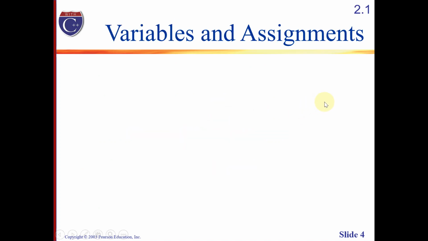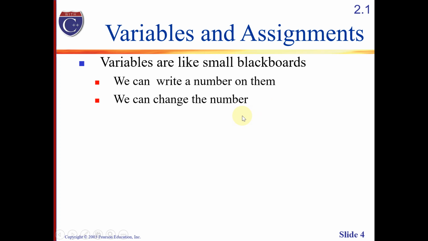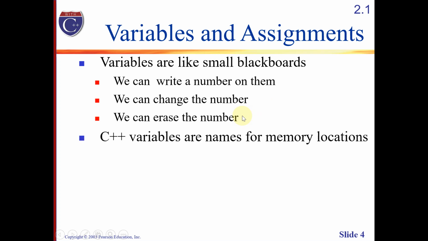First, let's talk about variables and assignments. We can think of variables just like small blackboards. We use them to temporarily store information. In this case, we are referring to information or data that are used by our program. We can write a number on them. We can also change the number as well as erase the number.